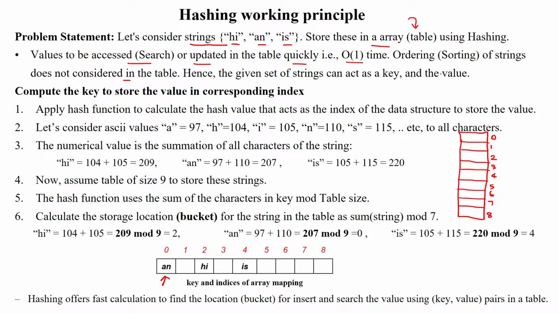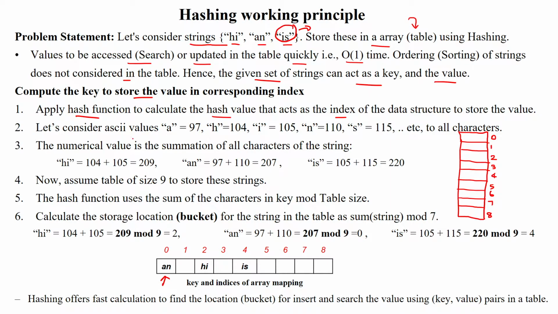Okay, so here the given strings can act as a key and the value. That means the given string acts in a dual role, as both key and value, right? So we will see how to calculate the key by using the hash function to store that given value into the corresponding index. First we apply the hash function to calculate the hash value that acts as the index of the data structure to store the value.